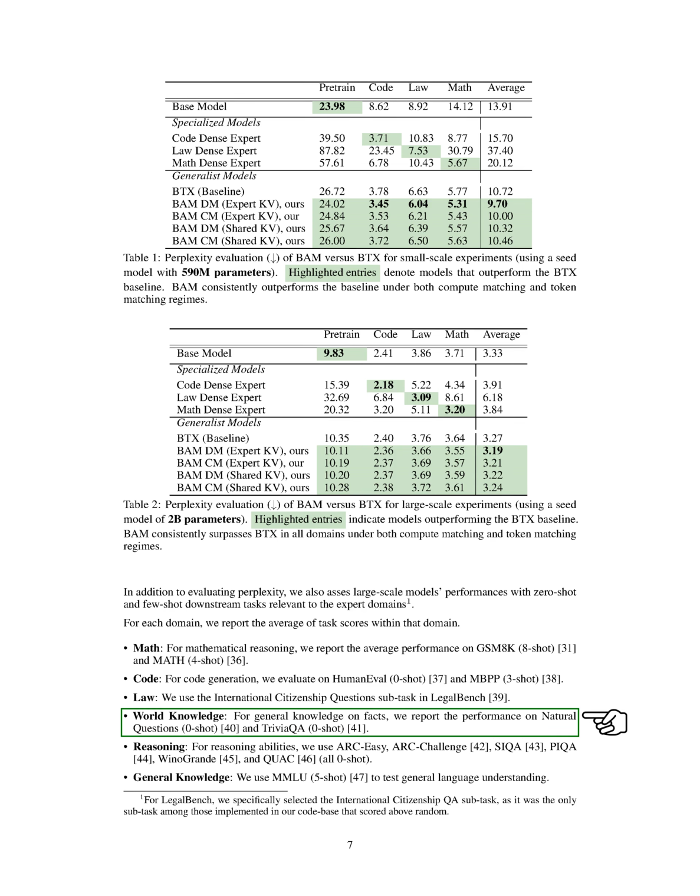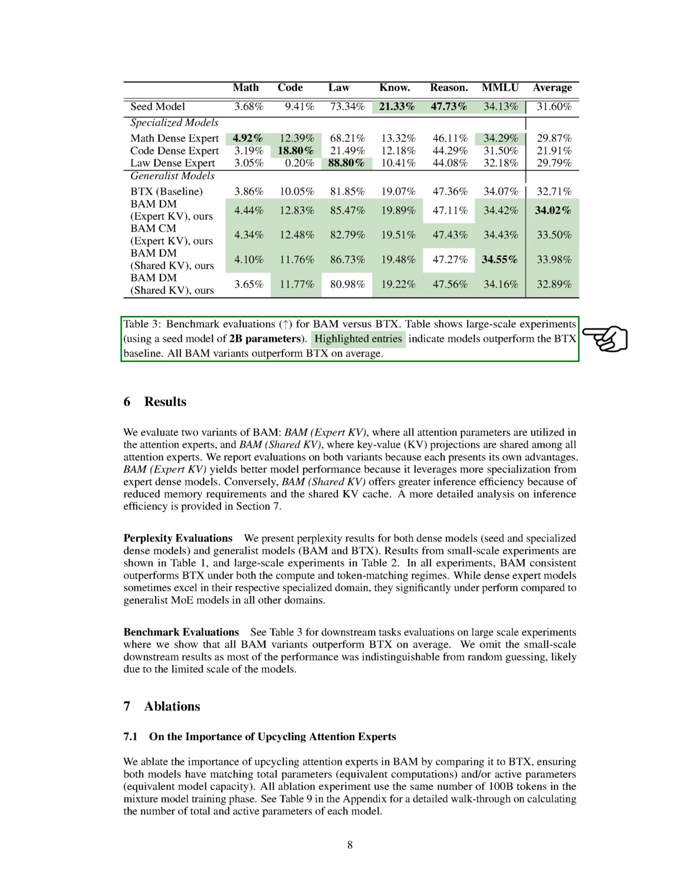We also test general language understanding using MMLU. Finally, we evaluate two variants of BAM. BAM, Expert KV, which uses all attention parameters in the attention experts, and BAM, Shared KV, which shares key value projections among all experts. We report on both variants since each has its advantages.